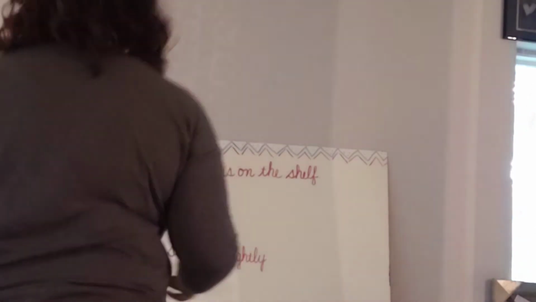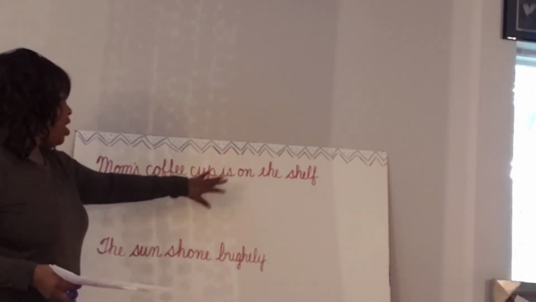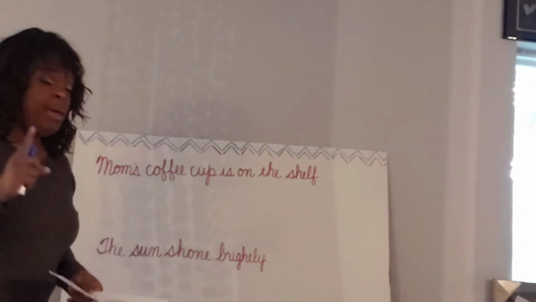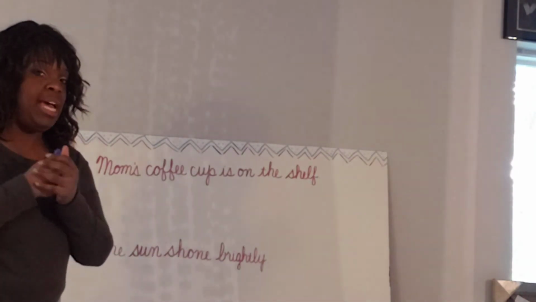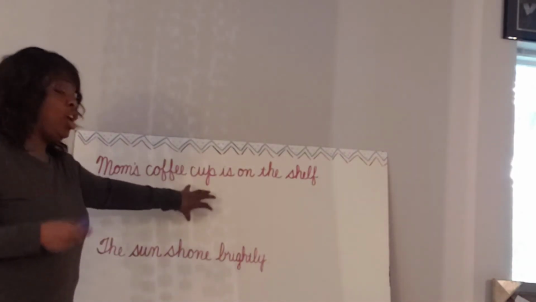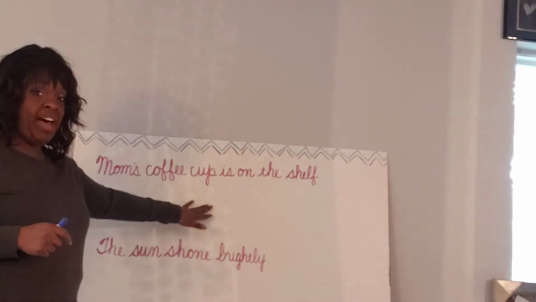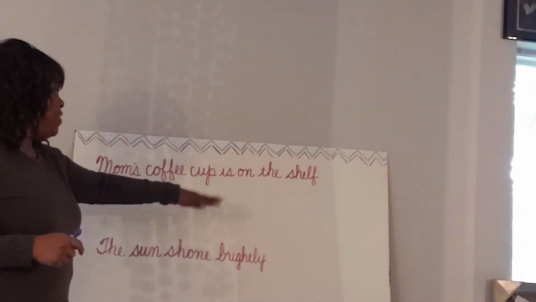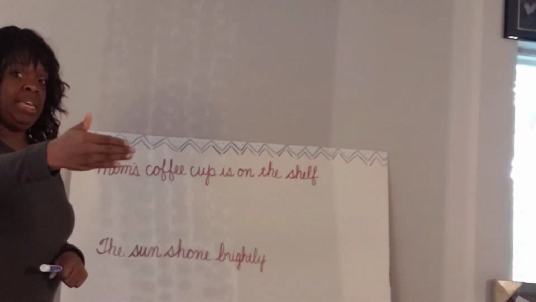So I want you to look at our sentences here. I won't go in too close so I won't have to keep moving it. This says, Mom's coffee cup is on the shelf. Remember, every single time we are going to mark our sentences. When it says mark your sentences, it means find the subject, predicate, divide. So, Mom's coffee cup is on the shelf. We need to figure out where the subject ends and where the predicate begins.